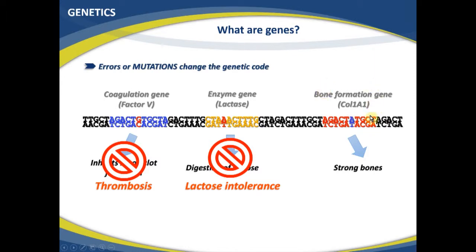And for bone formation, instead of building strong bones, you build bones that lose their density faster with age, and it leads to osteoporosis. So really, a small letter change in our 3 billion letters of genetic code can cause a severe disease. And it's just one letter. You have to consider every person, every human being has 3.2 billion letters. So A, G, C, T, G.